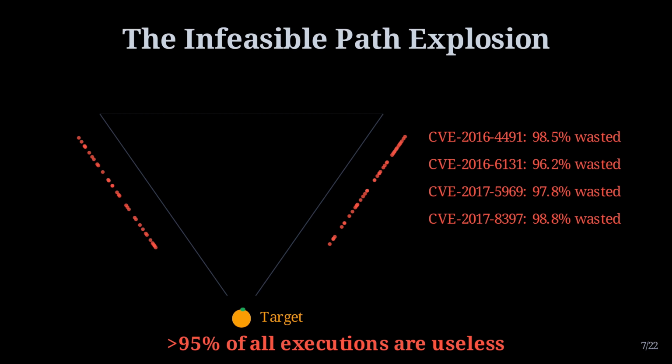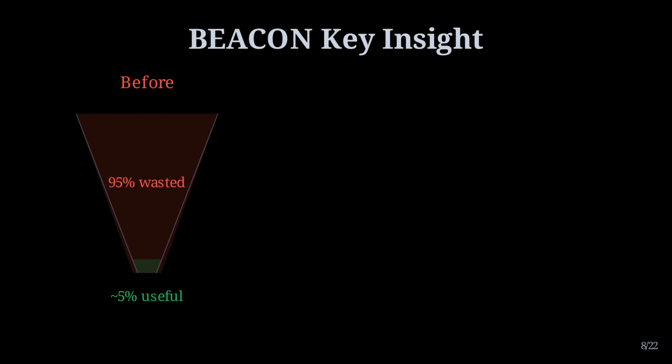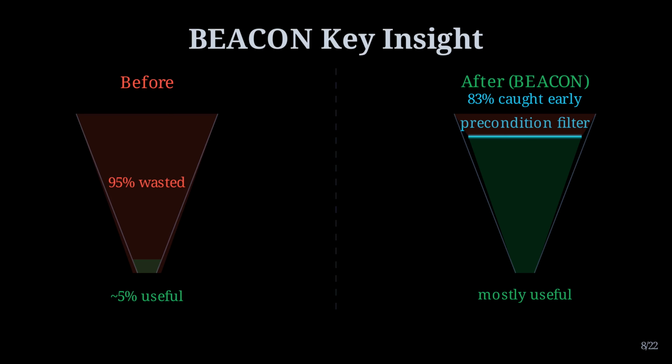The fuzzer was burning through its time budget, executing millions of inputs that could never have reached the vulnerability. This is what the paper and other literature call the infeasible path explosion problem. Beacon's idea for solving this is actually quite elegant. Instead of just prioritizing seeds and hoping for the best, what if we could determine before fully executing a path that it has no chance of reaching the target? Then we could terminate it immediately and redirect that computation toward paths that might actually work.